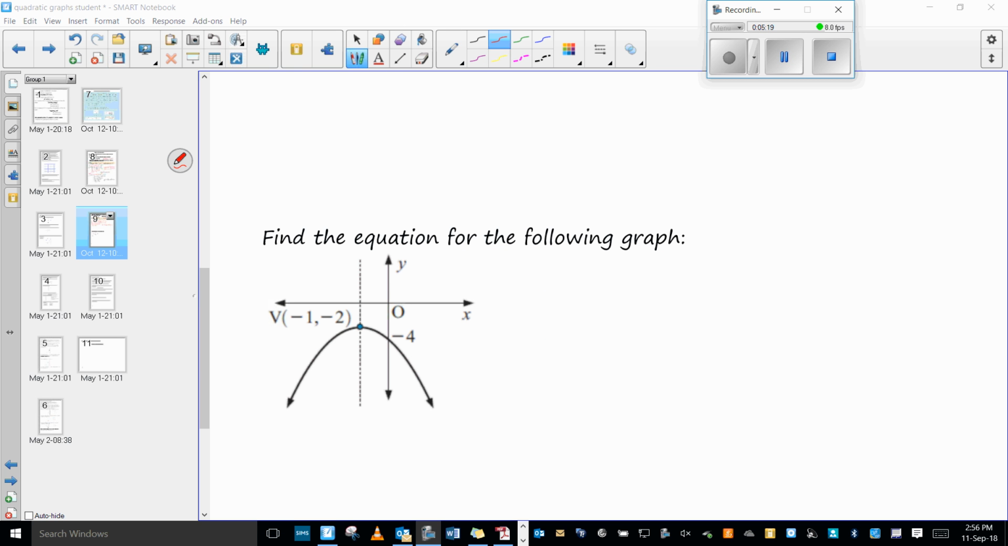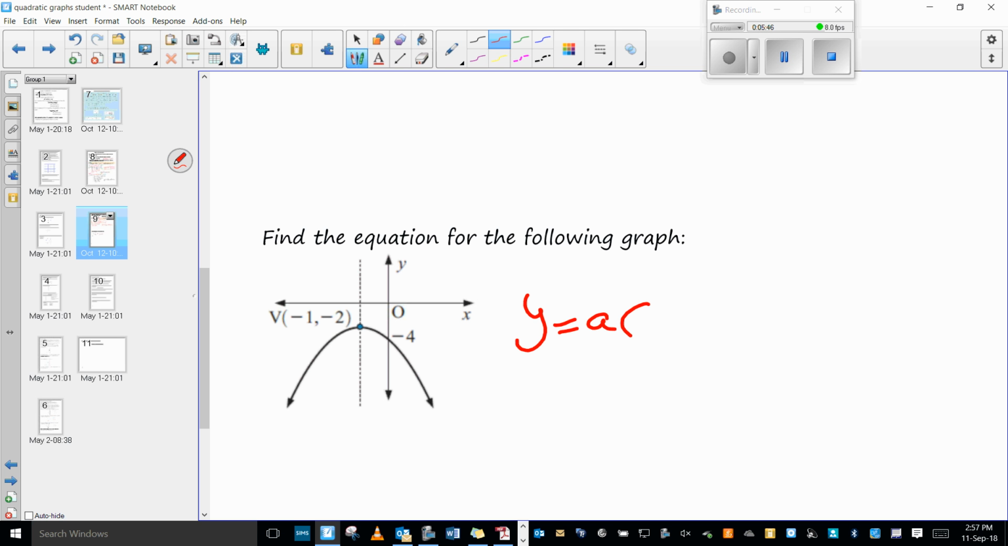Alright, so this one has got a diagram. But it's the same principle. It tells you two pieces of information. What's this coordinate they've told us? The vertex. Yeah, so we're going to go back to that one we did just now. So that format we had just then. So we've got y equals a bracket. Okay, who can tell me what I'm going to write? Knowing that the vertex is at (-1, -2).